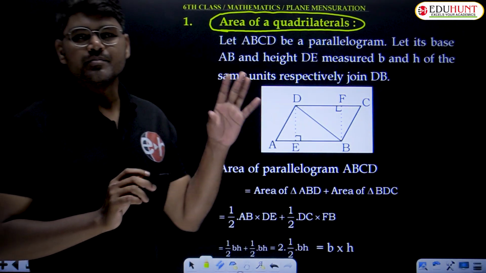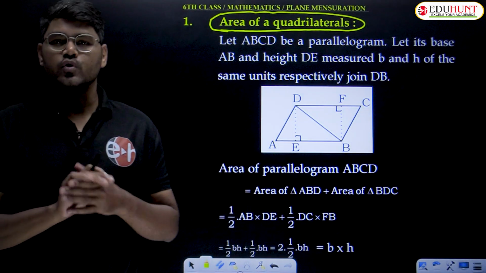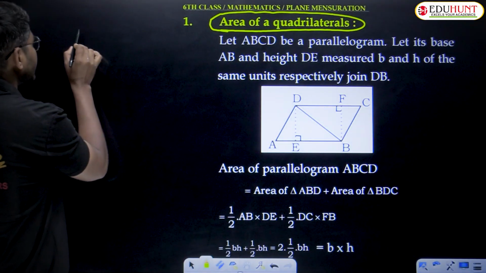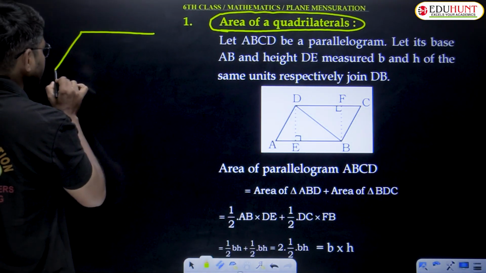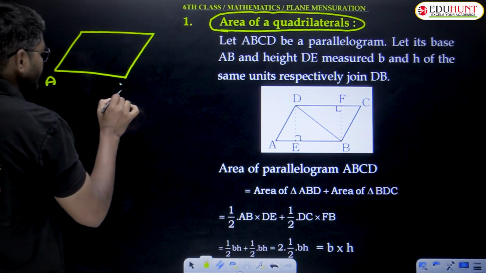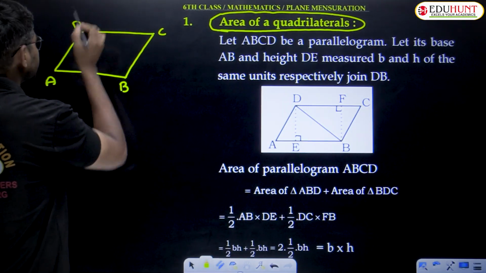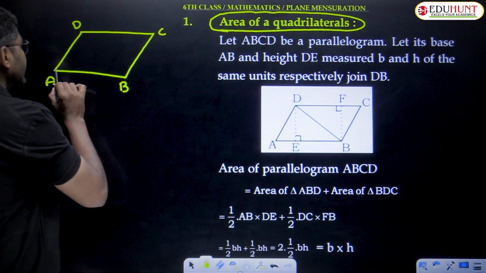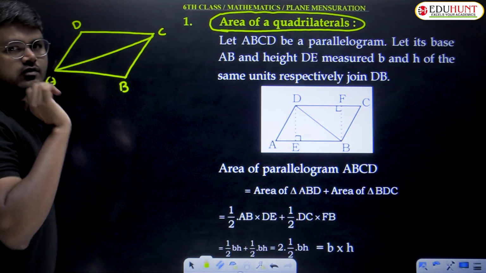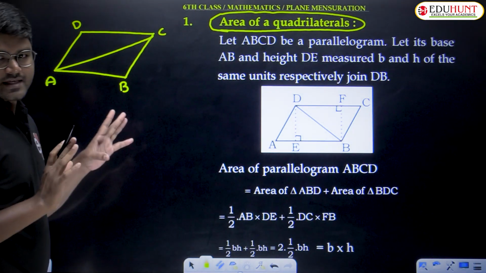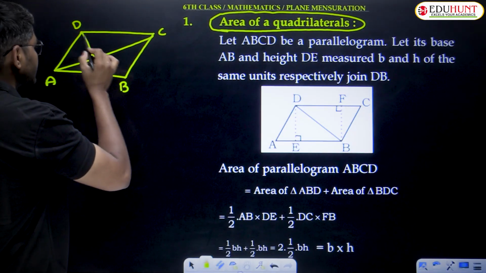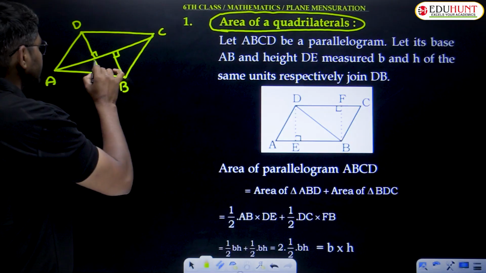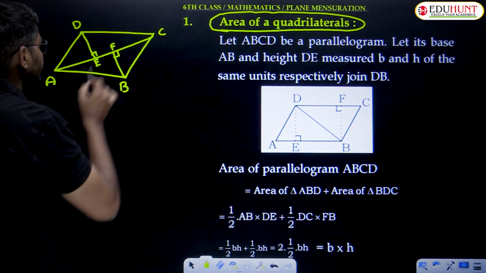A quadrilateral means a four-sided closed figure, that is called quadrilateral. Here, this is a quadrilateral ABCD. We have to find the area of this quadrilateral. I can divide this quadrilateral into two equal triangles or two different triangles. This is the perpendicular or height, this is the perpendicular or height. This is E and this is F.